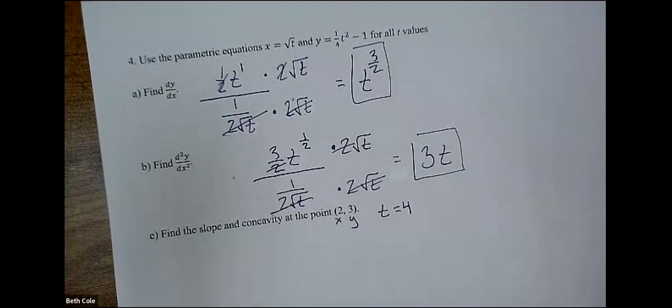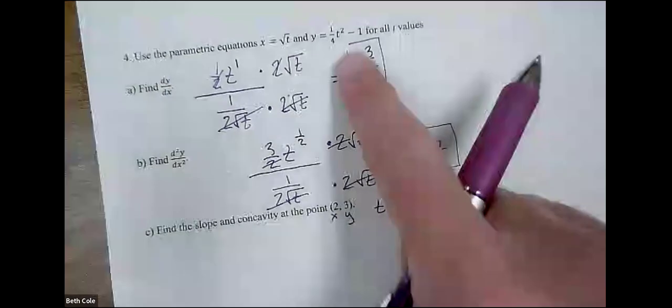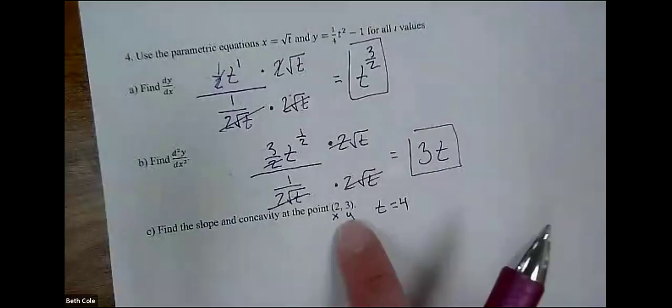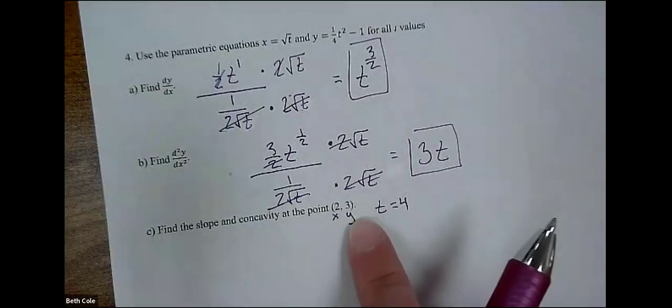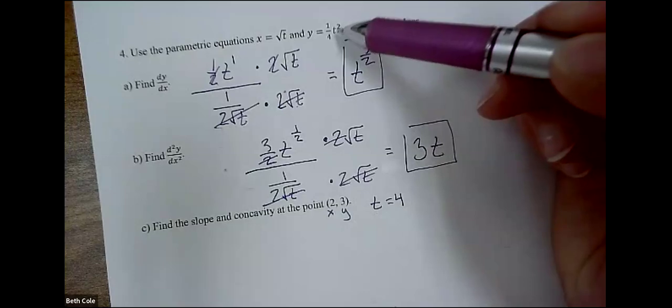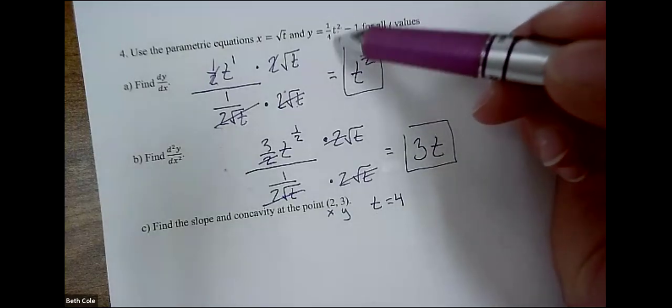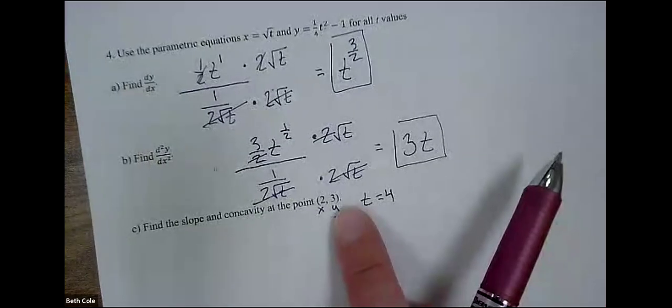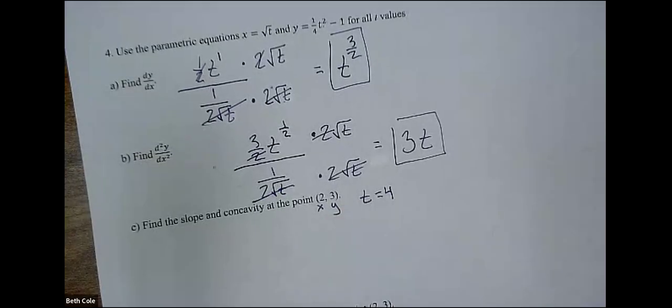And then you can kind of check. If you plug in 4 for t in this one, do you get y being 3? Let's just check it. It'll only take a second. 4 squared, 16. A fourth of that, 4 minus 1. Do you see how it came out to 3? All right, so you can just check.